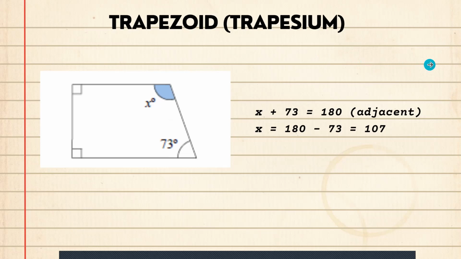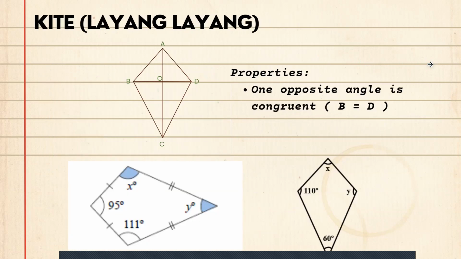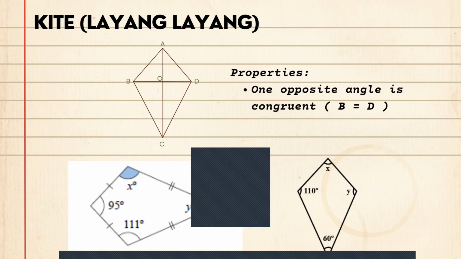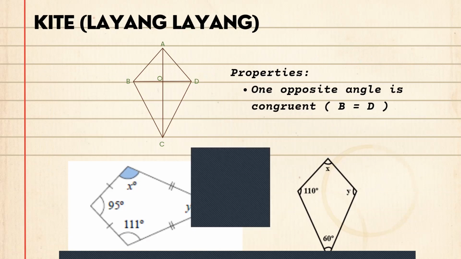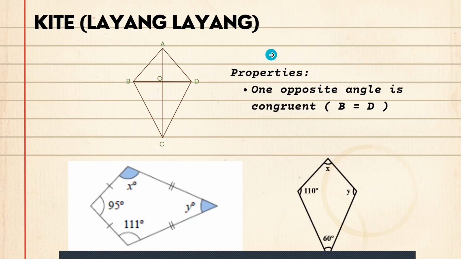Okay, let's move to the next material. Kite, layang-layang. What is it, Bu? The property is that opposite angles are congruent. Look at the shortest line, ya. BD is the shortest line, in the middle. Okay, B equals D. Angle B, this one, equals D. So if B is 100, D must be 100.